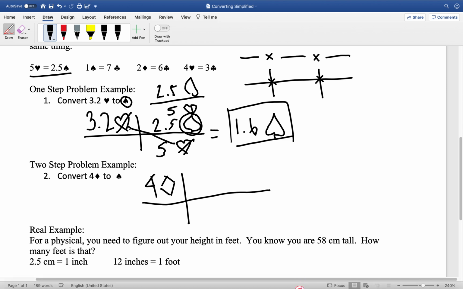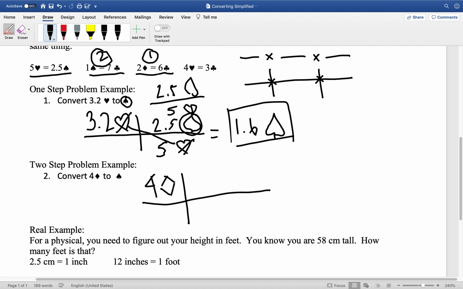If I look up at my equalities, there is no equality that directly relates diamonds to spades. So this is going to be a 2-step problem. So if you look at your equalities and you're like, there's nothing that directly relates the two of them, it's going to be a multiple step problem. But I can use this equality. I could go diamonds to clubs, and then once I'm in clubs, I can use this equality and go clubs to spades. So that's exactly what I'm going to do. I'm going to use this equality first, and then I'm going to use this equality second.